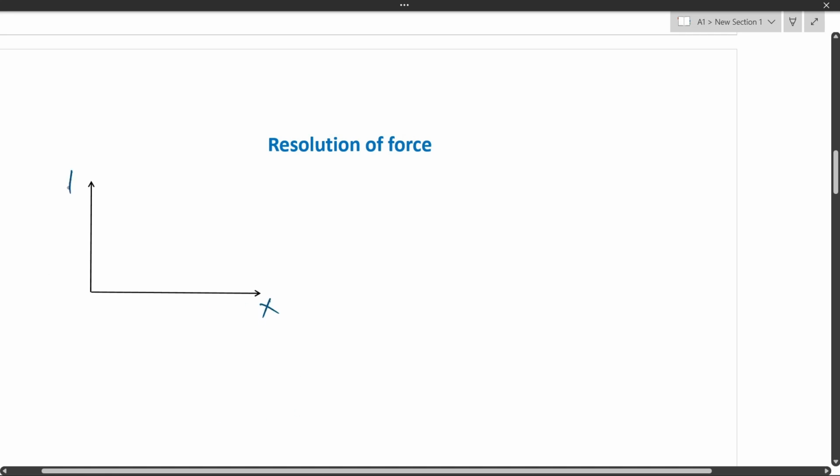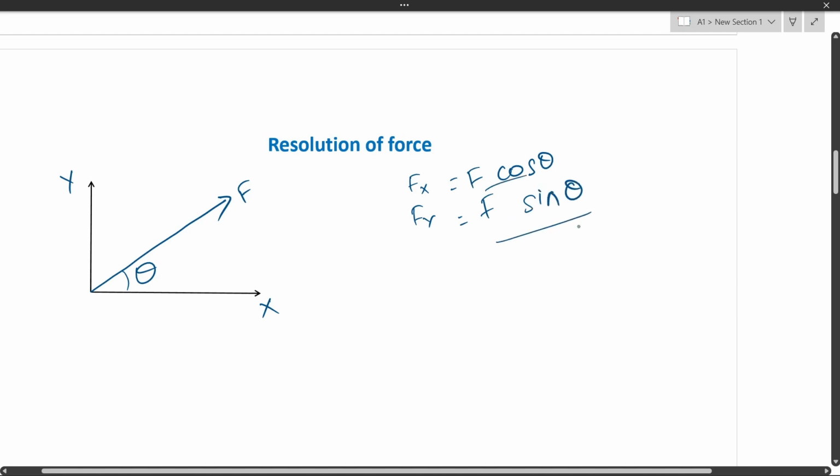Consider this x and y axis. If one force is acting at some angle, it will have two components, in both the x and y directions. So consider this is force F, it has two components, Fx and Fy. Fx is nothing but F cos theta and Fy is F sin theta. If you take the resultant of these two, you can get the value of F.